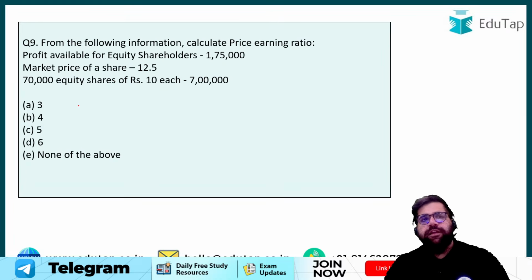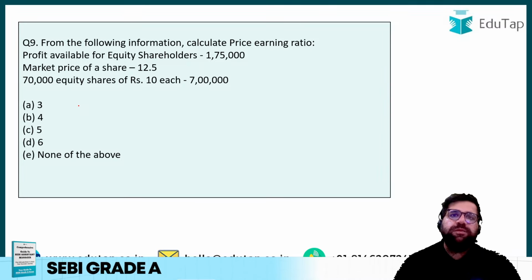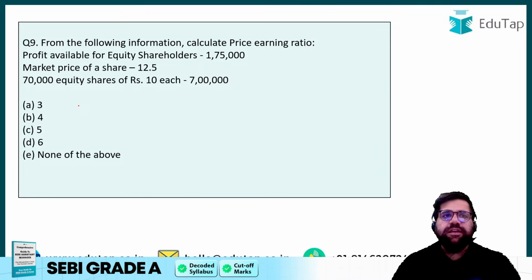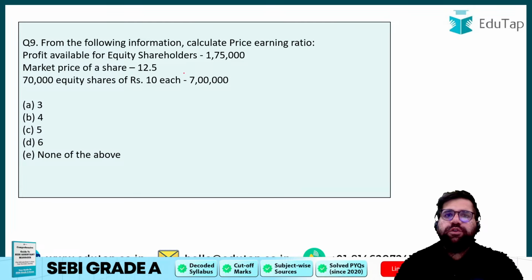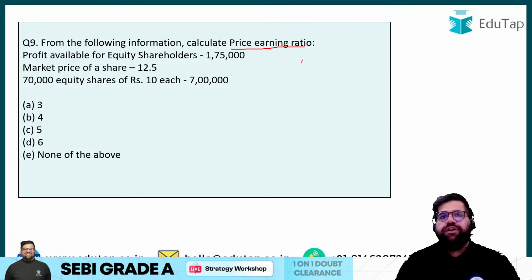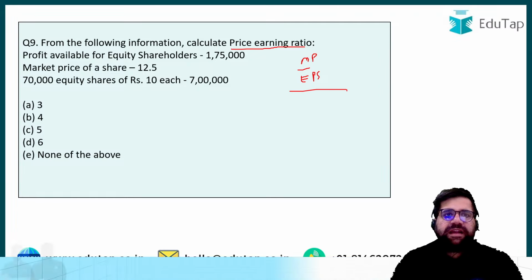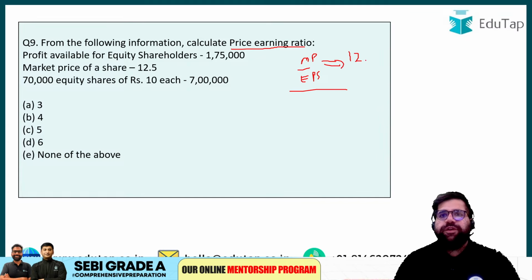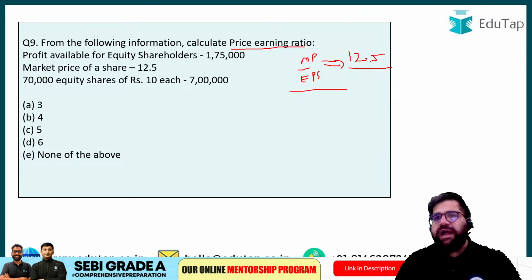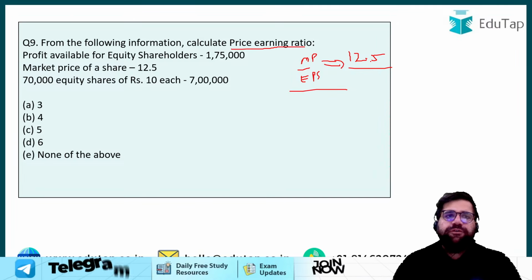Again a numerical. We are taking some numericals because in commerce and accounts you can expect some numericals. From the following information, calculate PE ratio, price to earning ratio. So you will calculate this as what? Market price divided by the EPS. Market price is directly given to you as 12.5, so we don't have to worry about that. But again, EPS you have to calculate.